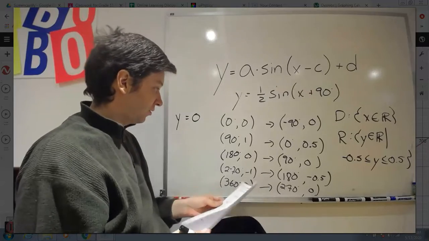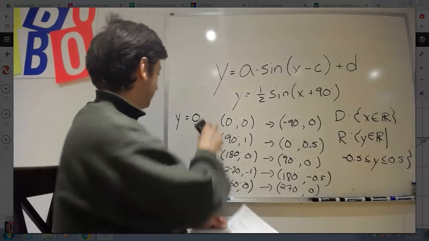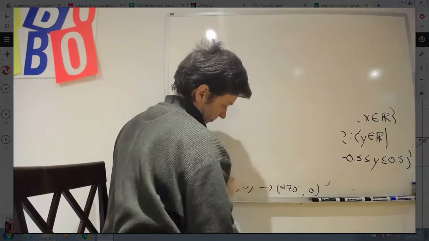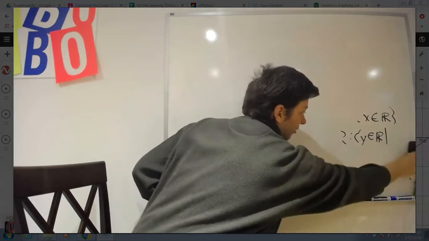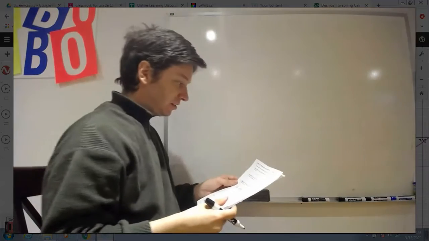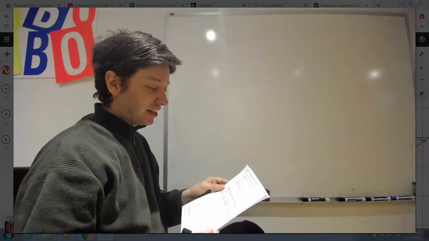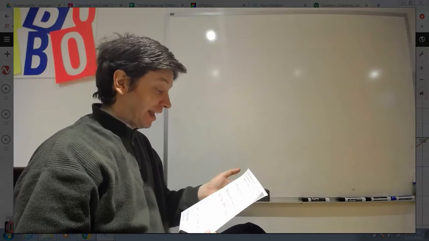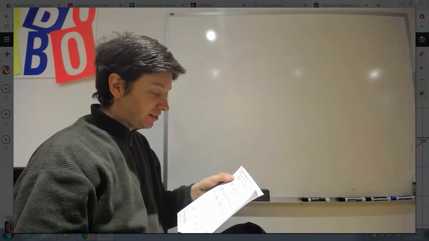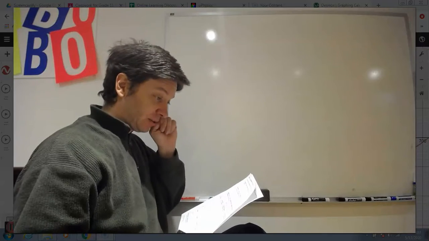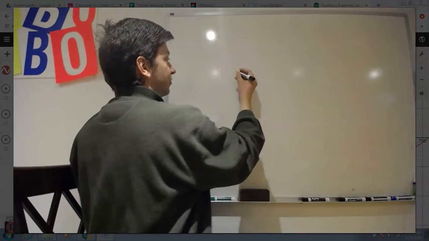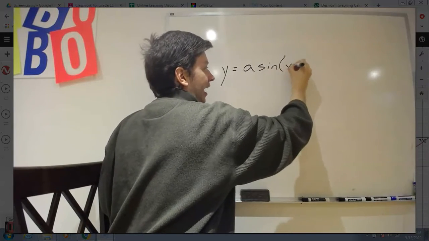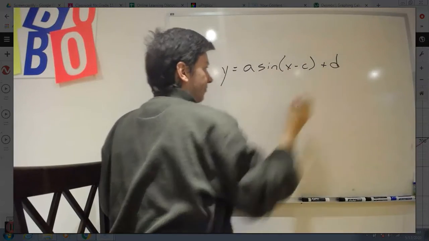Okay, question 2. Question 2 says, write the equation for a sine function that goes through the various transformations indicated. So for A, it says a phase shift of 25 degrees to the right, vertical translation of 3 units up, and it's stretched by a factor of 3. So let me just write this equation, y = A sin(x - c) + d.